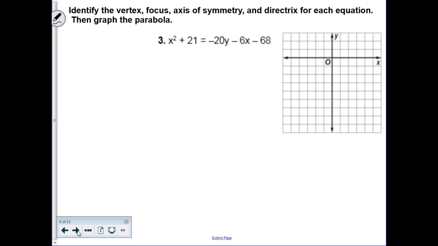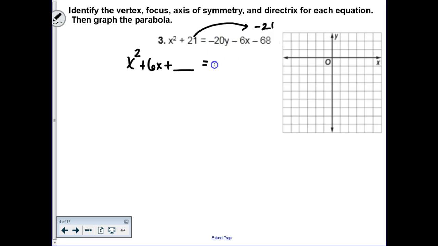So, number 3. Definitely not in any form that I recognize on my formula sheet. So we're going to have to do some completing the square. This time you're going to complete the square with the x's. So I'm going to bring my x terms all to the left, and everything else needs to move. So rearranging it a little bit, let's add the 6x over. We're going to complete the square, so leave it blank. And then remember, you're going to move the 21 over. You're going to subtract 21 over here.